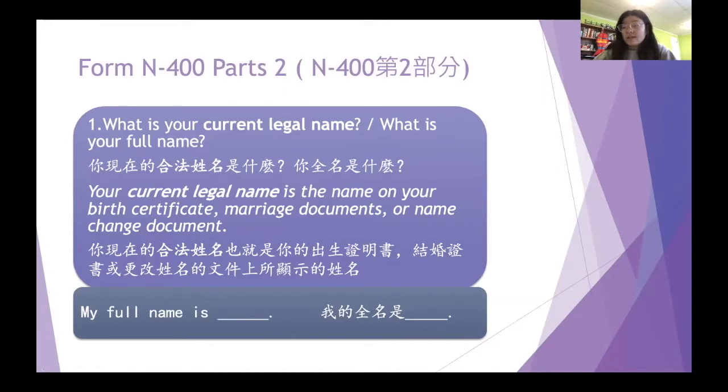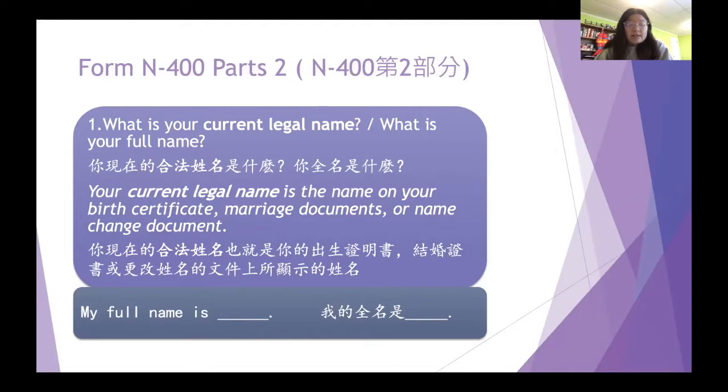你现在的合法姓名，也就是你的出生证明书、结婚证书或更改姓名的文件上所显示的姓名。所以我就会答：My full name is 浩怡蕾。我的全名是雷浩怡。好，我们再读一遍。What is your current legal name? What is your full name?